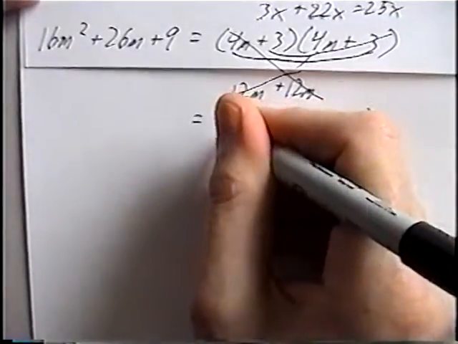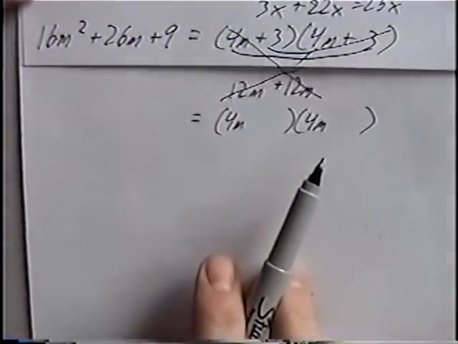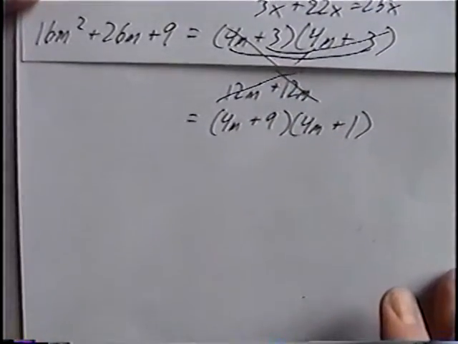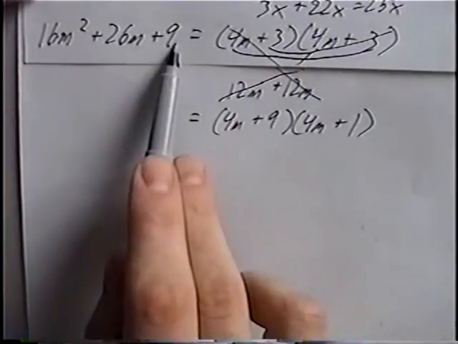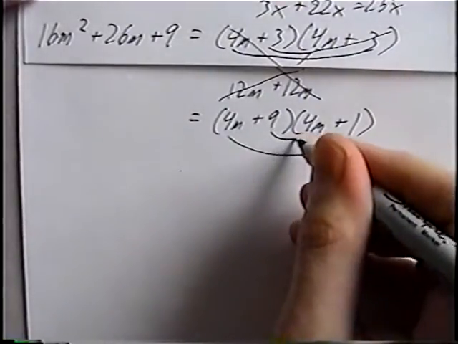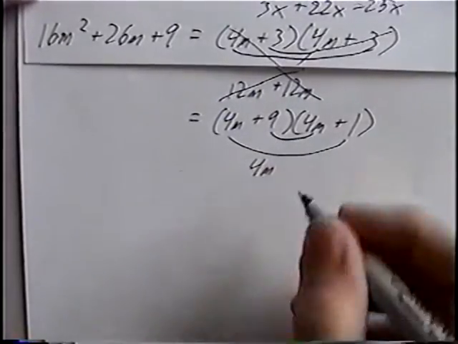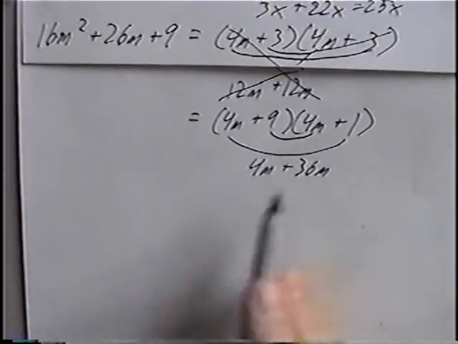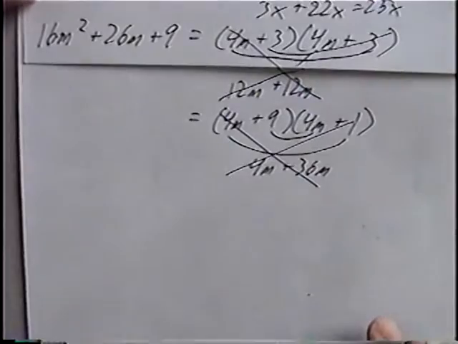We could try 4m again, like we had before, but instead of 3 and 3, you can try 9 and 1. And again, 4 times 4 would be the 16. 9 times 1 would be the 9, and now we have to check for the 26. Outside and inside terms, 4m times 1, and 9 times 4. This adds up to 40m, which again is not 26m, which means this one would be incorrect.